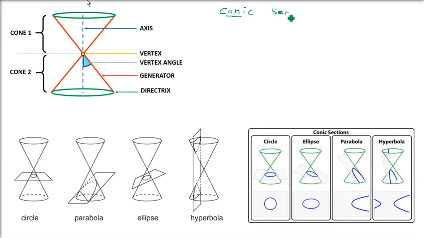So conic has come from cone. Cone, ice cream, you remember, you used to eat. And section, if you take different sections, different parts, or cut the cone in different planes, different sections will be formed. In our normal life, you will see circle, parabola, ellipse, hyperbola.